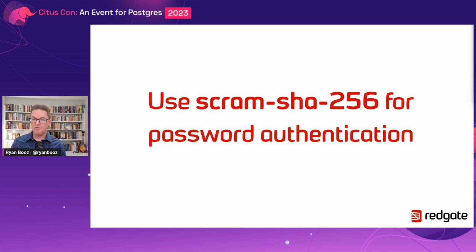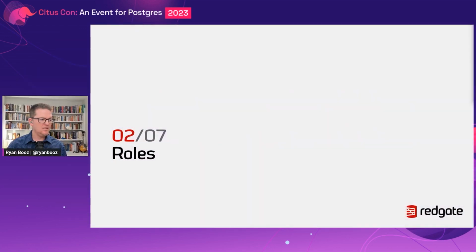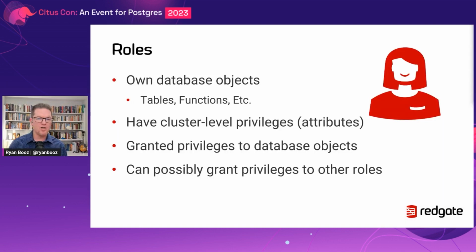We know that we have a server, a host. We have a running instance of Postgres that we can authenticate to as long as the HBA file is set up correctly. But now we have to actually work towards the users and roles themselves. Roles are really the essential part of what is happening in Postgres with authentication. Roles own database objects, tables, functions, and really everything contained therein. They have cluster level privileges, which we call attributes, and we'll look at in a second.